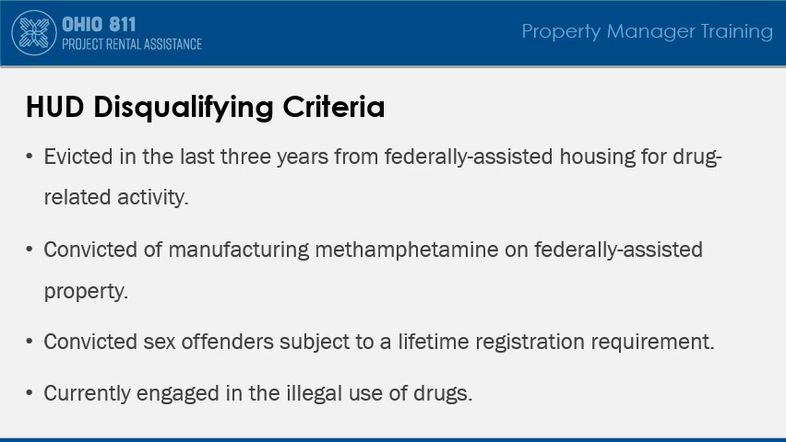Individuals who have been evicted in the last 3 years from federally assisted housing for drug-related activity are disqualified, with exceptions if the evicted household member has successfully completed an approved supervised drug rehabilitation program, or the circumstances leading to the eviction no longer exist.